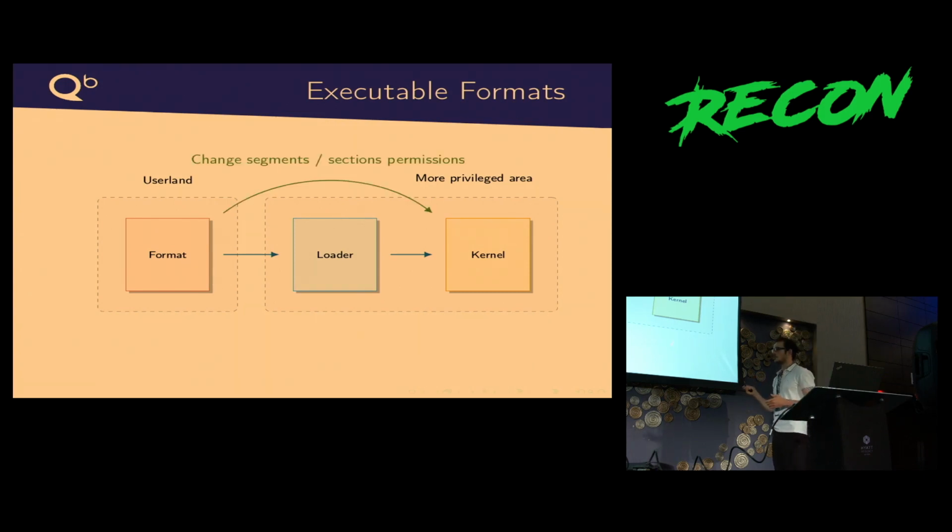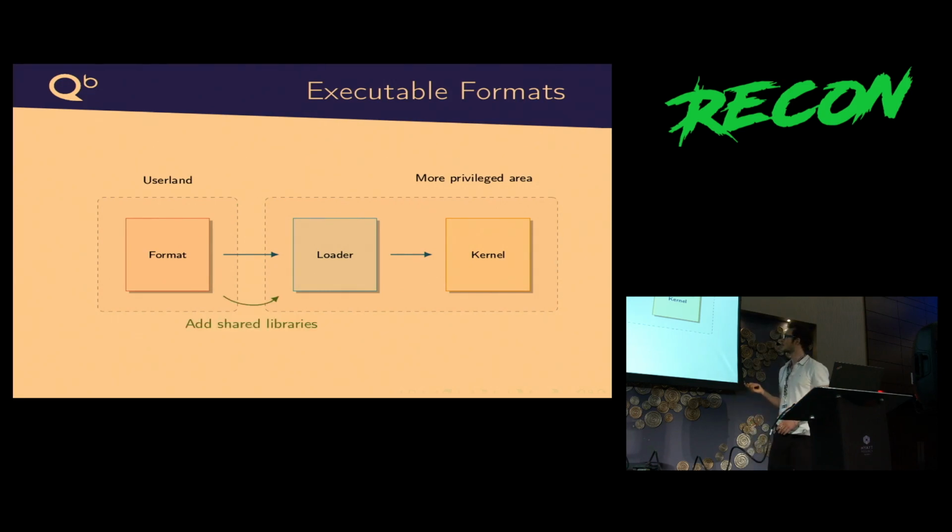So basically, these two components use information from the user land. For example, if you want to change the permission of a section or of a segment, you can just change the permission in the format, and the kernel and the loader will set the permission according to the format. We can also add some dependency to the program, and the loader will load your new dependency. So the main idea is that the two components use information from the user land to do more privileged processing.